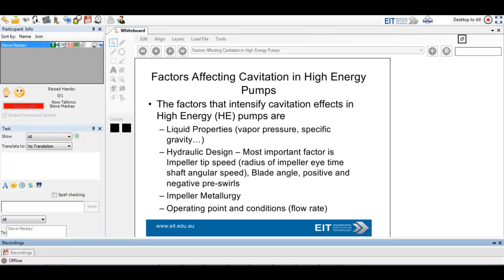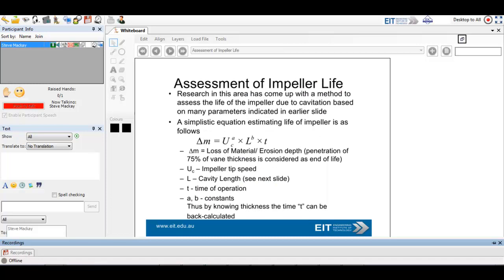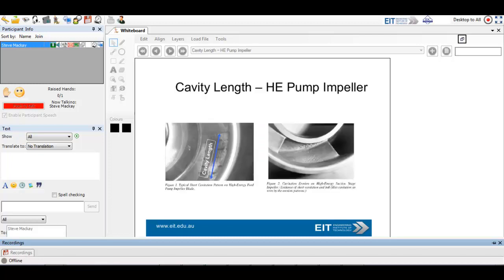Typical factors affecting cavitation in high energy pumps are liquid properties, hydraulic design, impeller tip speed, blade angle, positive and negative pre-swirls, impeller metallurgy, and operating point and conditions, in other words, the flow rate. There's a formula for estimating impeller life here, which is the loss of material related to the impeller tip speed, cavity length, and time of operation. Again, I'm not going to worry too much about this.